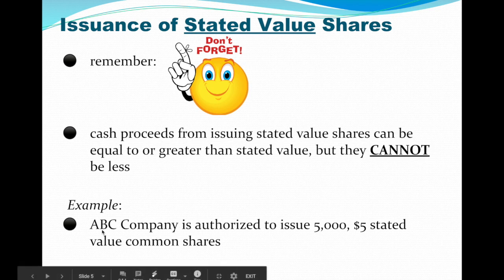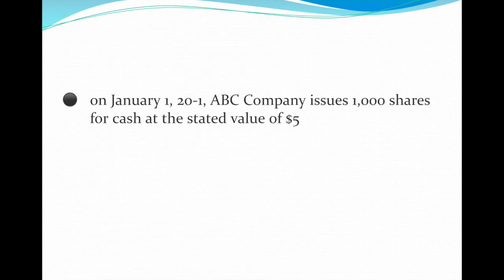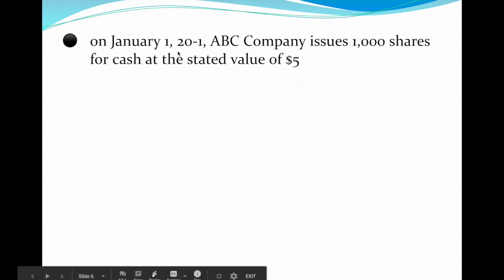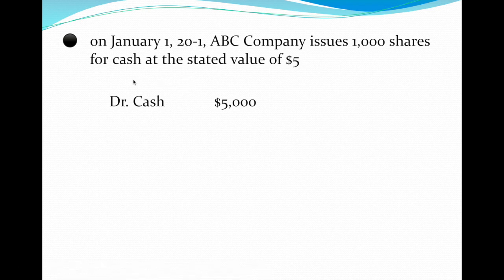So, for example, going back to ABC Company, if it's authorized to issue 5,000 $5 stated value common shares, and that happens on January 1st of whatever year, the entry for that will be we debit cash for 5,000 and credit common shares for 5,000. I'll back up: if the shares are issued for what their stated value is, then there's no change in how we would record the issuance of those shares.